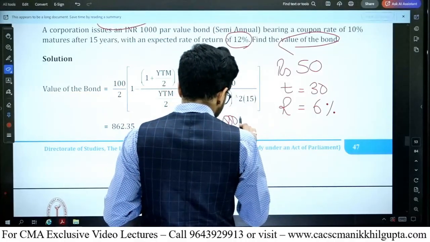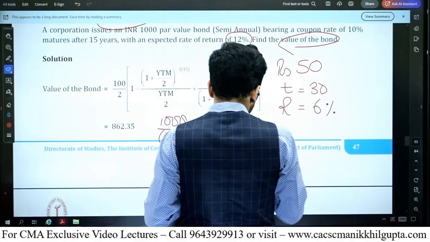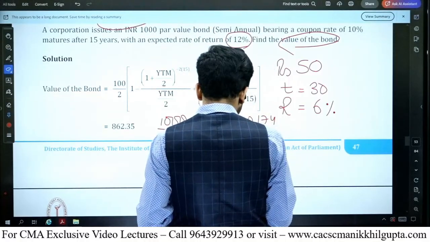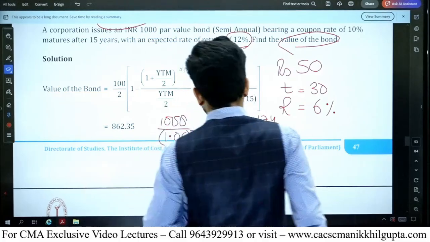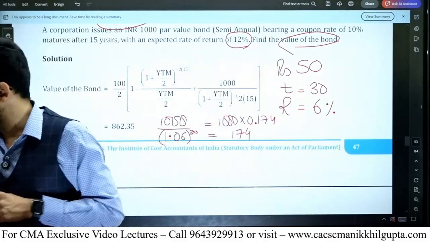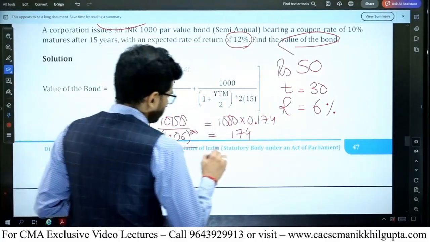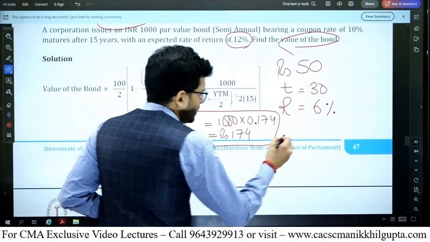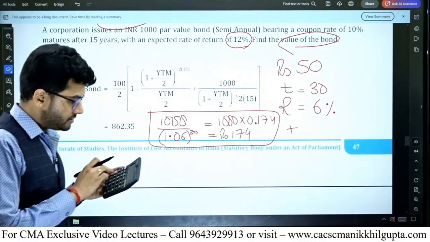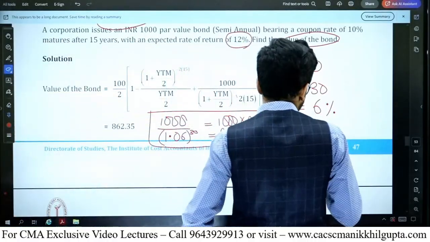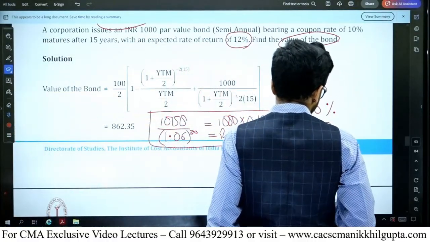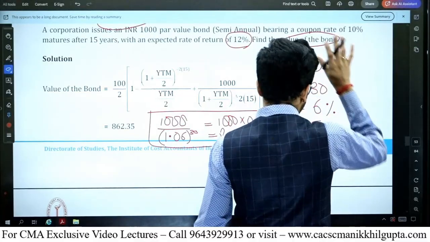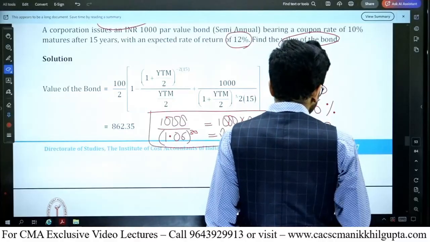So I'll write 1,000 multiplied by 0.174. What is the present value of 1,000 which we will receive after 15 years? The present value of 1,000 which we will receive is rupees 174. Now we're going to add the interest element to it. The interest which we are going to get is 50, and we are going to get this interest semi-annually for 30 periods.